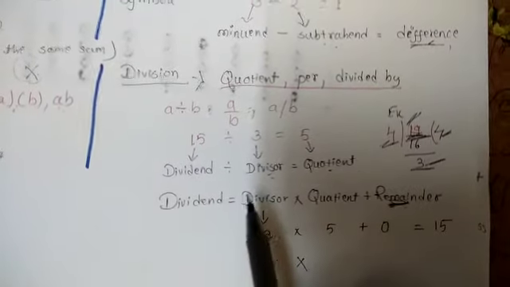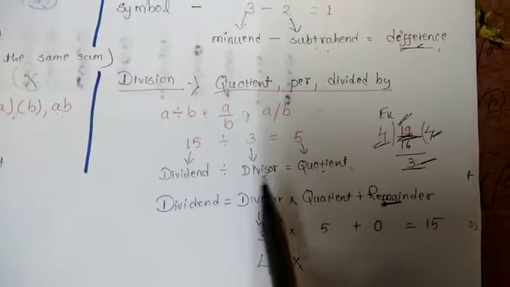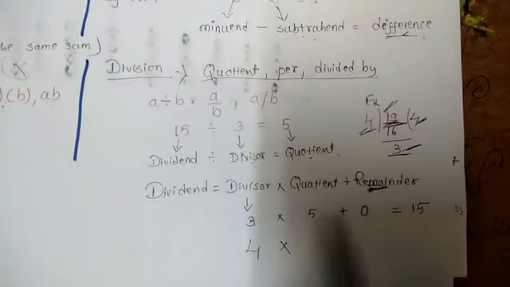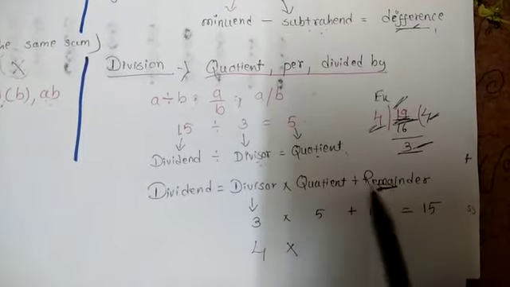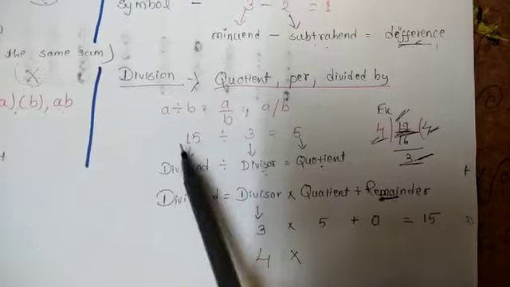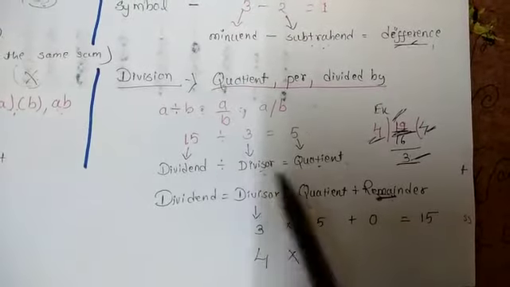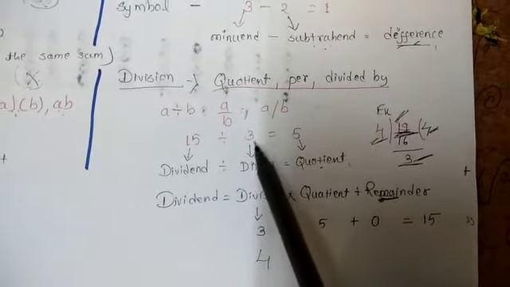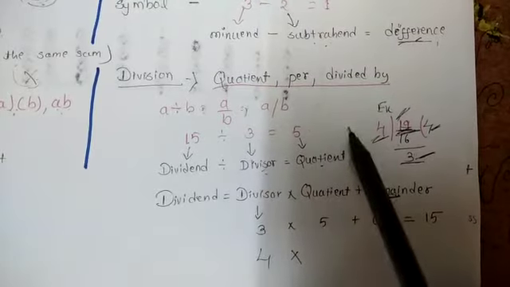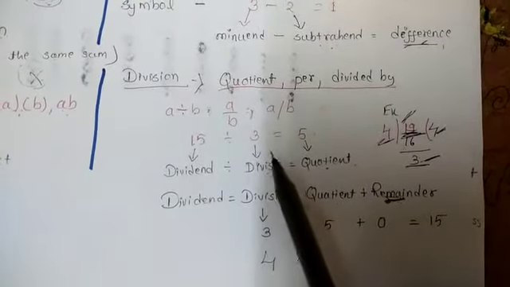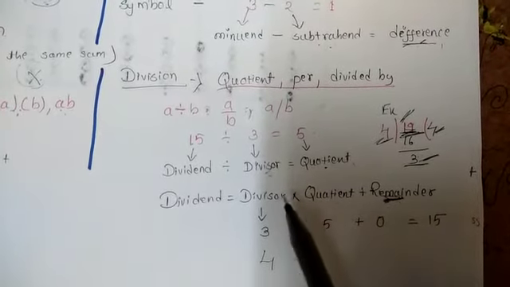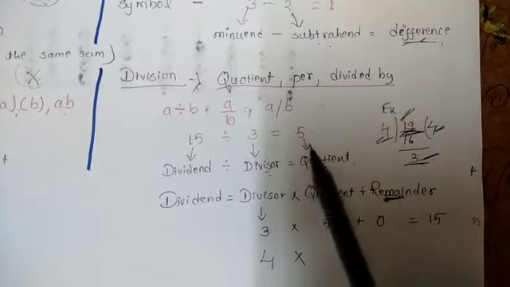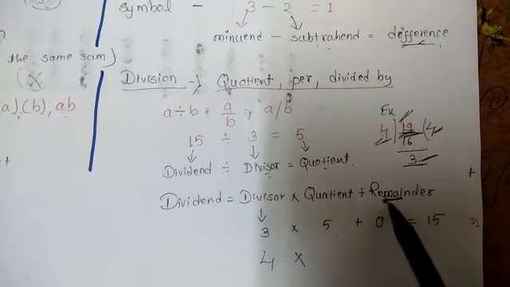See, when you are doing division, whether your answer is correct or not, you can find it by this formula: divisor multiplied by quotient plus remainder. In this example, just see, 15 is your dividend and 3 is your divisor. This is your quotient. There is no remainder. So in this case, to check whether your answer is correct, divisor is 3, quotient is 5, and the remainder is 0, because there is no remainder.